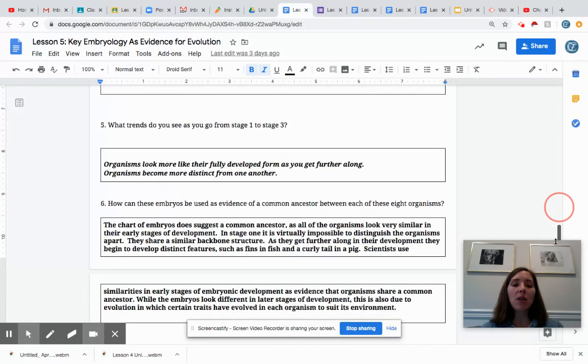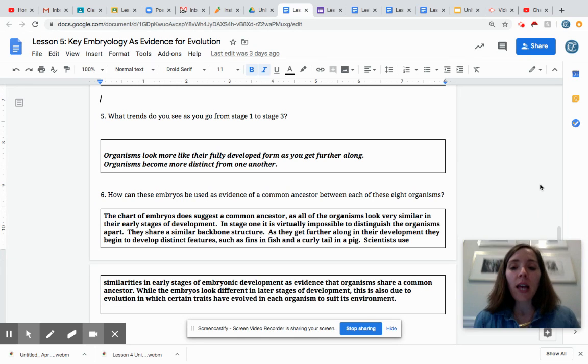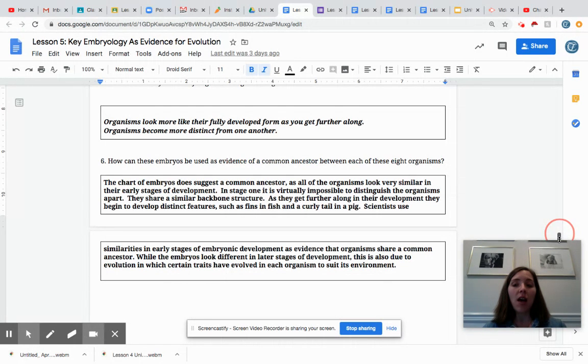How can we use embryos as evidence for a common ancestor? Well, it all suggests that because they look very similar in their early stages of development. In stage 1, it's almost impossible to see that they're from different organisms. They all have similar backbones, and then as they get further on, they tend to get more of their distinct features, like fish have fins and pigs have that curly tail. We use those similarities in the early stages of development to show evidence of a common ancestor. So this is just another piece of the puzzle in showing us evidence for evolution.